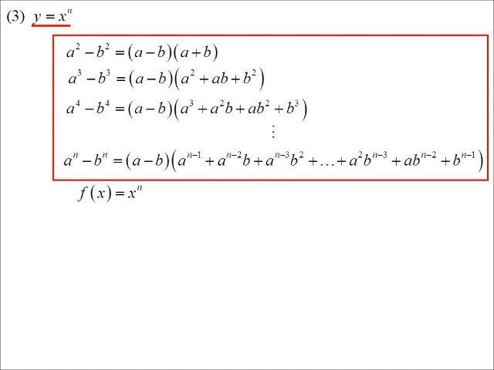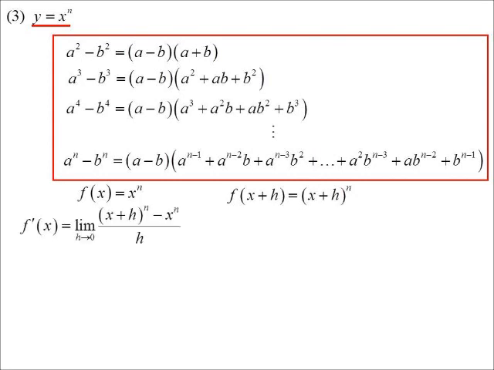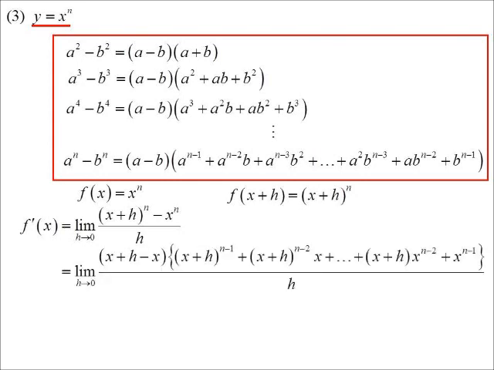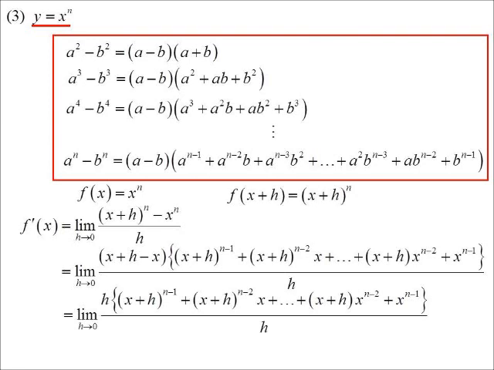Because function x is going to be x to the power of n. Function x plus h will be x plus h to the power of n. So when I sub it into the first principles, there it is. A to the n minus b to the n. A is x plus h, and b is x. So I know the top of that will factorise to be, well, a minus b, which in this case, x plus h minus x. That's just going to be the h, which will cancel with the h in the bottom.